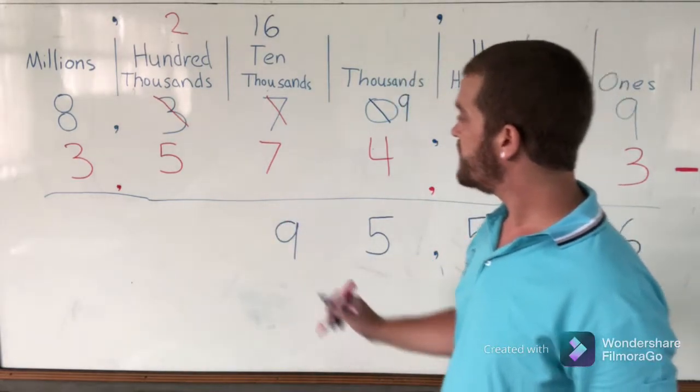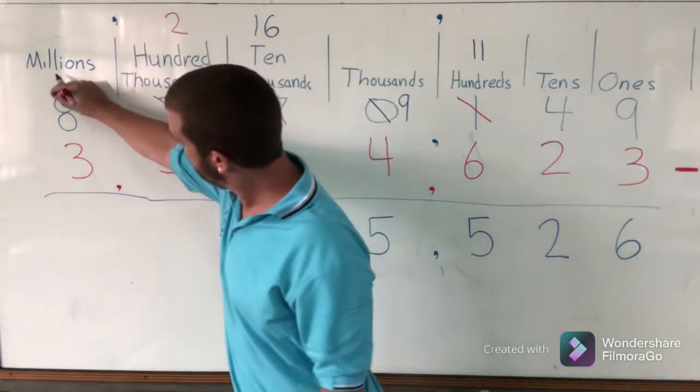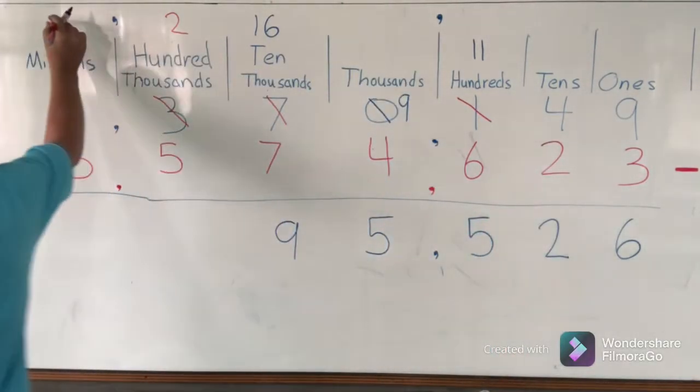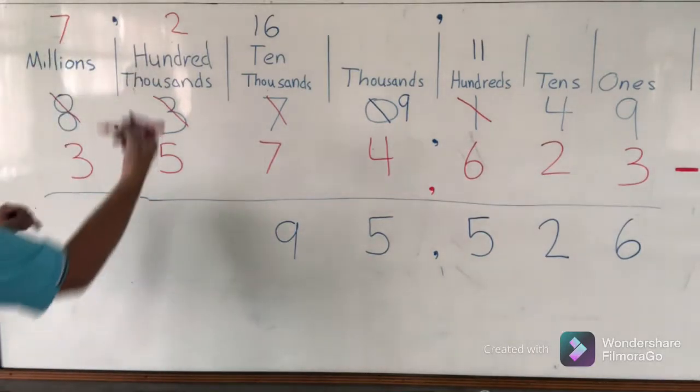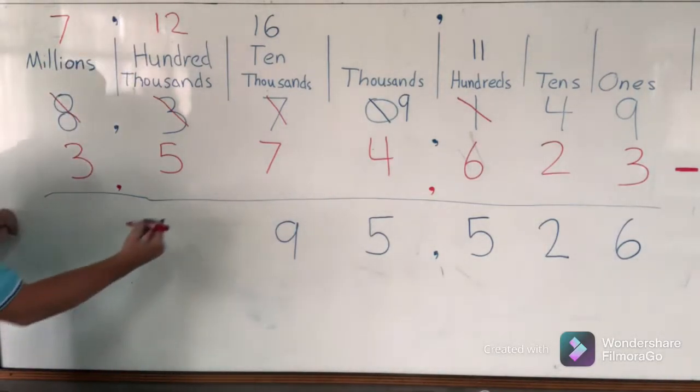Okay? Can we take away 5 from 3? No, we have to actually borrow one of our millions. So instead of an 8, this is going to become a 7. And this is now going to have a 1 in front of it. So 12 minus 5 is 7.